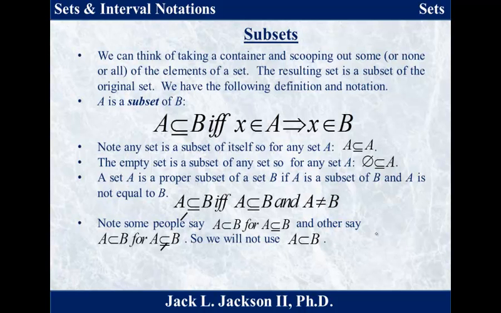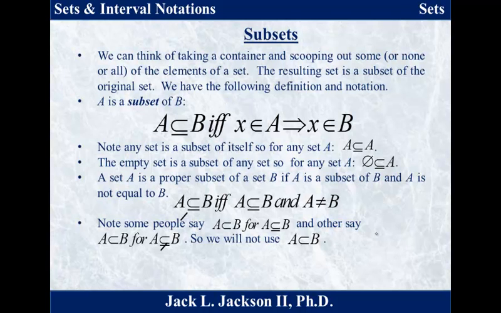Note that any set is a subset of itself. So for any set A, A is a subset of A. Every set is a subset of itself. That's what the little line at the bottom indicates, that it allows the equality. The empty set is a subset of any set. So for any set A, the empty set is a subset of A. So let's think of it as you just scoop down but you don't get anything.